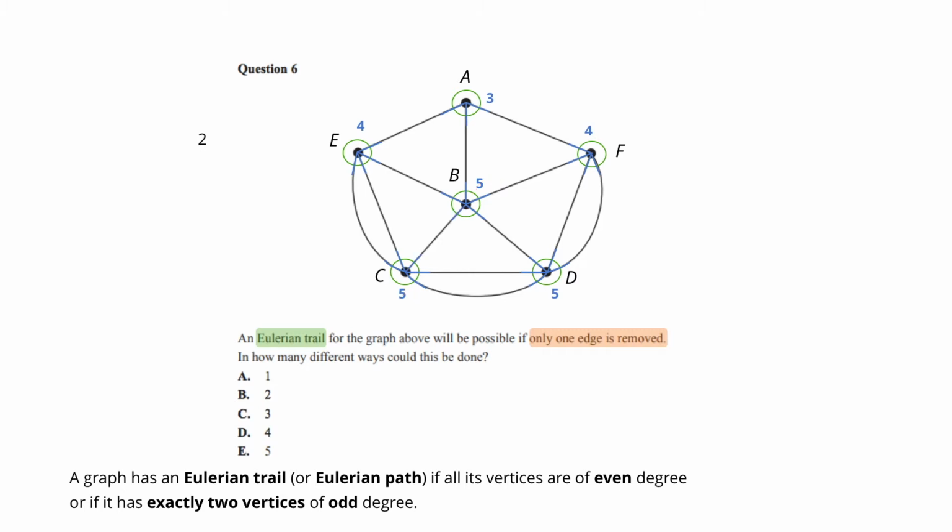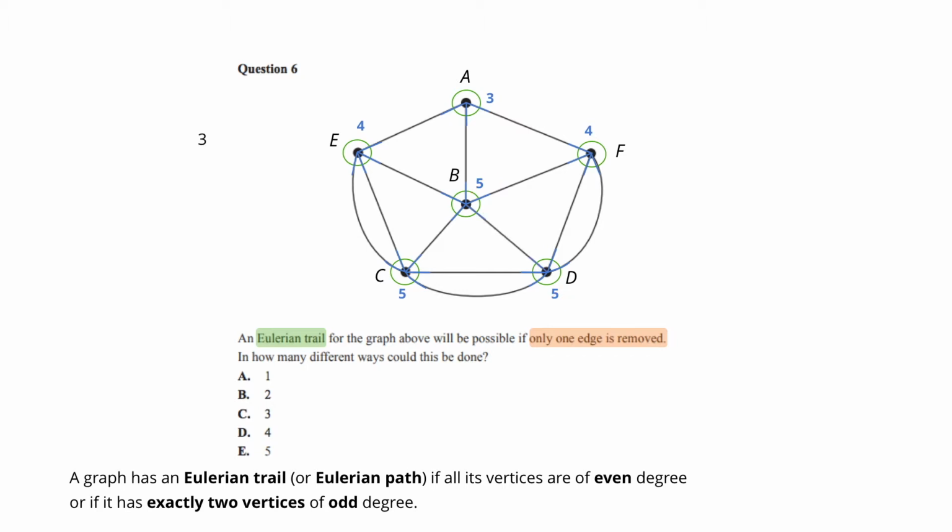Now we eliminate edge BD. This makes vertex B of degree 4 and vertex D of degree 4 as well. So the only 2 vertices of odd degree are A and C. So this is the third way.